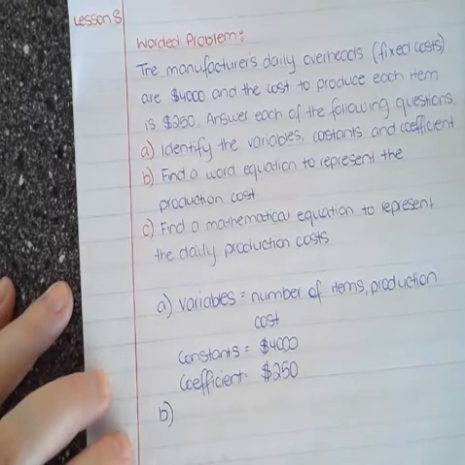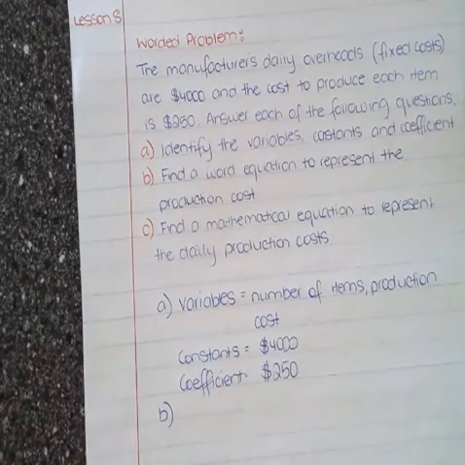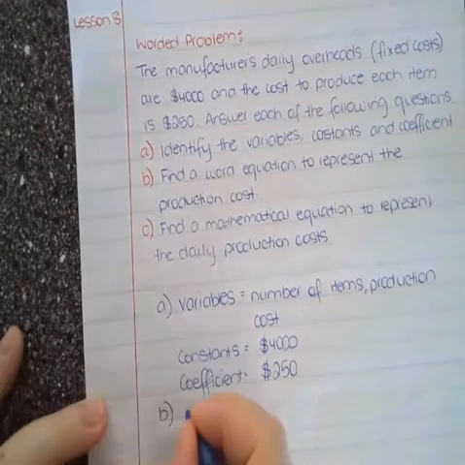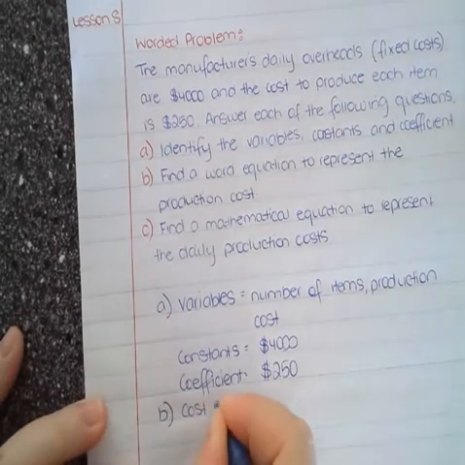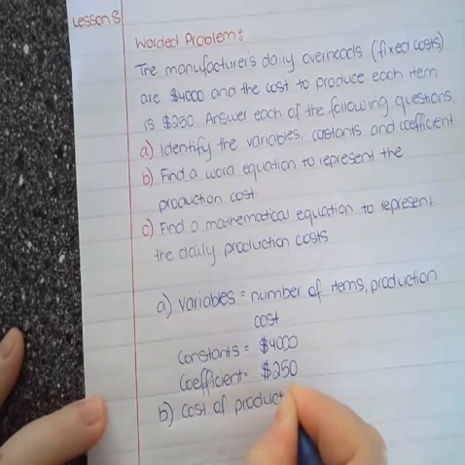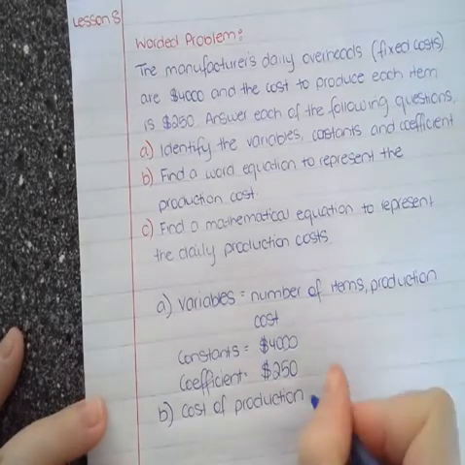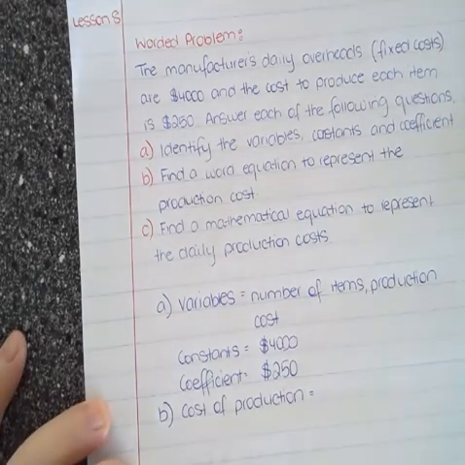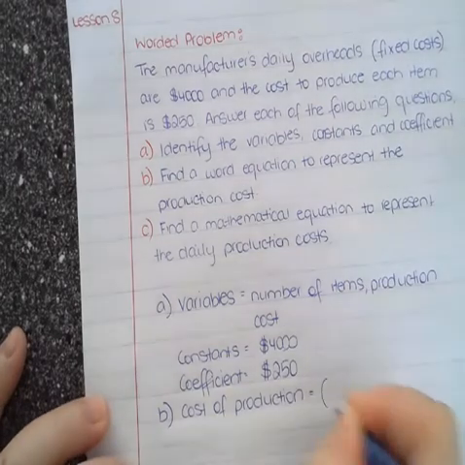So B, now we need to find a word equation to represent the production cost. So we already know that we're looking for the cost of production. So this is just a fancy way of using a linear equation. So before anyone tries to argue that you'll never need to use this in life, boys, if you're going into a trade, or girls, if you're going into a trade, you will need to know how to use a linear equation.